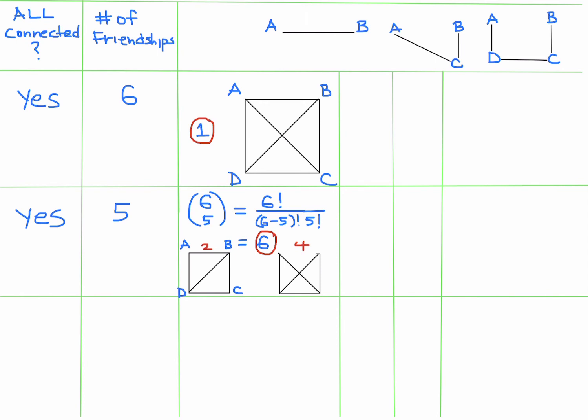Let's move along. Now the next one is 4 friendships. So what that means is instead of 6 sticks, I want 4 sticks this time.